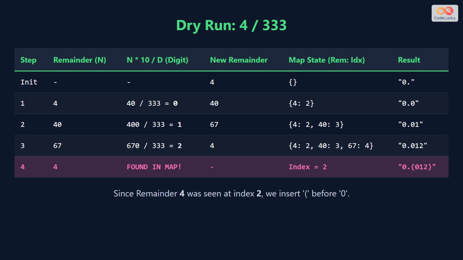Let's dry run this with 4 divided by 333. We start with a remainder of 4. In step 1, 40 divided by 333 is 0. We store 4 in our map at index 2. In step 2, 400 divided by 333 is 1. We store 40 in the map. In step 3, 67 becomes the remainder. Finally, in step 4, the remainder becomes 4 again. Since 4 is already in our map at index 2, we stop and insert the parenthesis there.